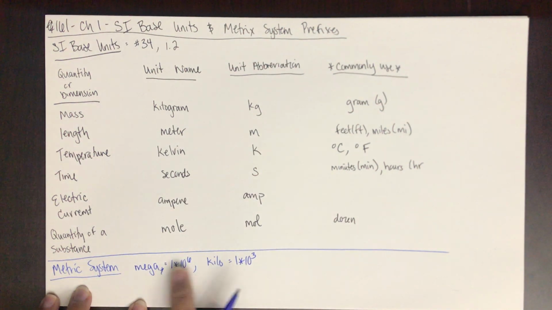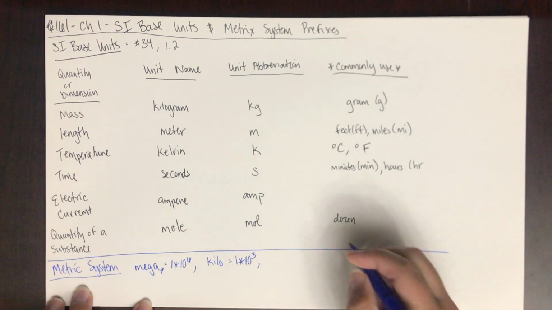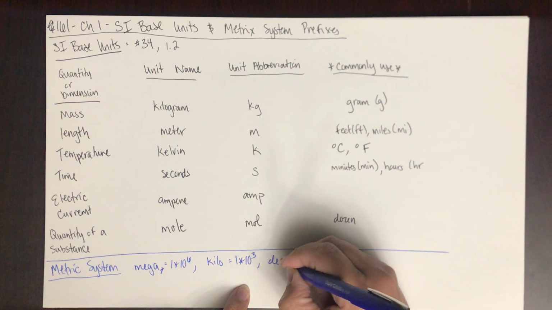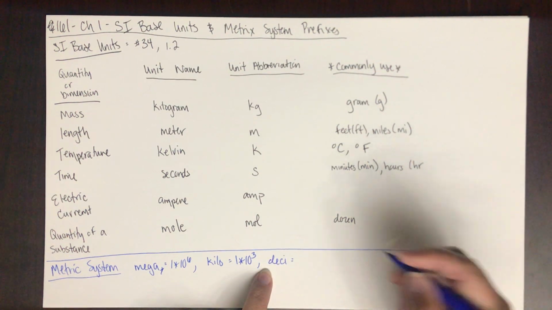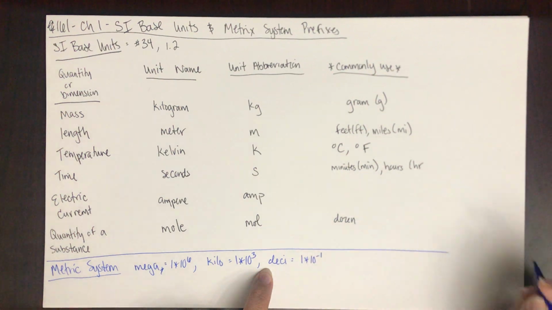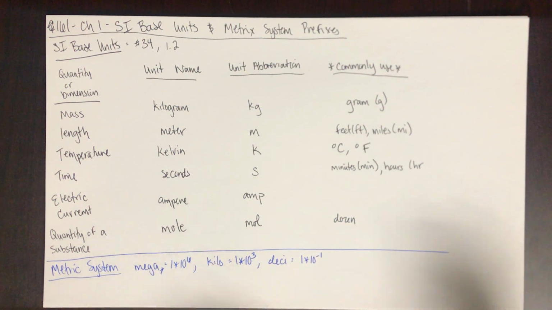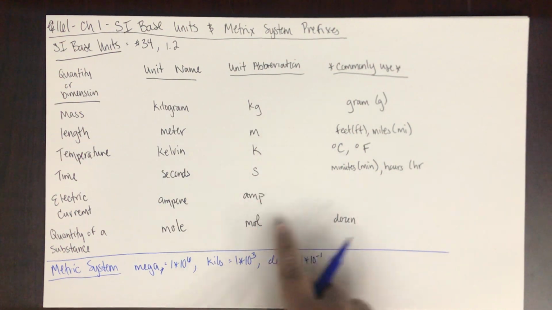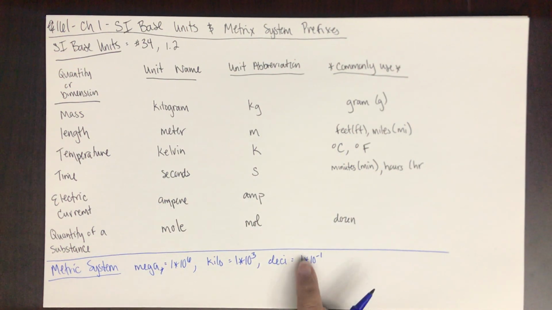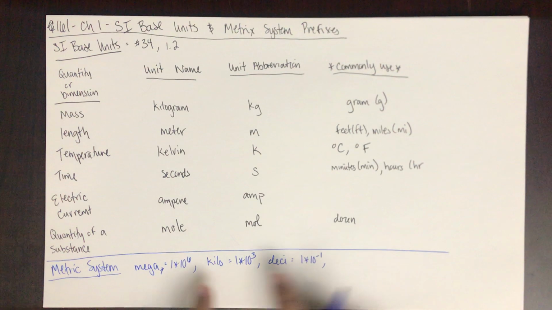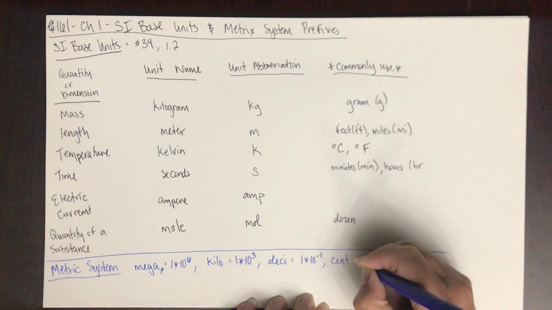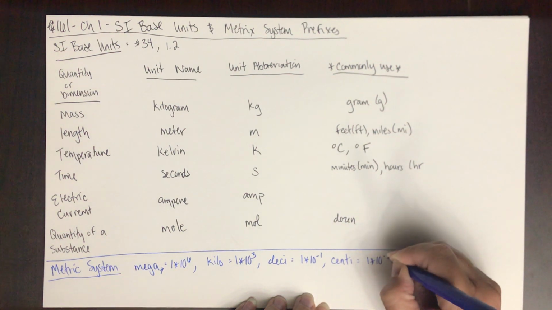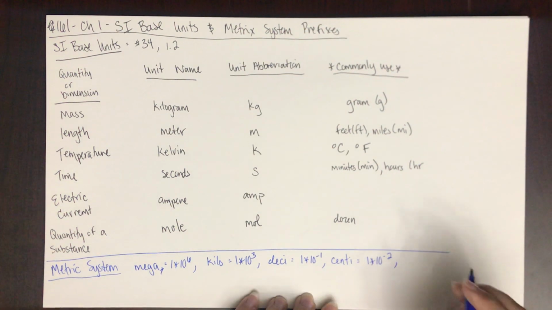So like a megagram is 1 times 10 to the 6th grams. A kilogram is 1 times 10 to the 3rd grams. The next one you need to know is deci. So a decigram, just for example, is 1 times 10 to the negative 1 grams. You could use any of these with meters, time, moles, any of it. So this is actually 1/10 of whatever you're dealing with. And we'll talk about what all of this scientific notation means a little bit later. You need to know centi. Centi is 1 times 10 to the negative 2, or 1/100th of whatever your base unit is.